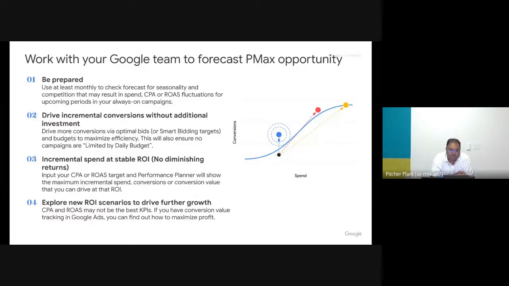We hope to further strengthen this tool by allowing you to plan across multiple products, such as search and shopping, and we are expecting that feature to be rolled out in 2023.